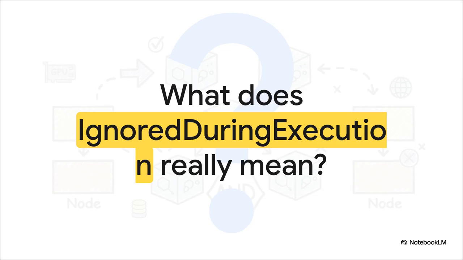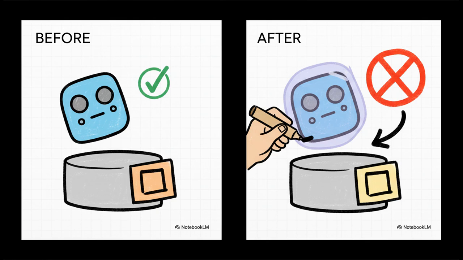Let's go back to that super long name for a second, because that second part, ignored during execution, is just as important as the first. What does that actually mean for your running applications? It's what we call a schedule once guarantee. So the pod lands on a node because it matches the rule. Great. But now, what if an admin comes along later and changes that node's label? Well, even though the node isn't a match anymore, Kubernetes will not kick your pod off. The rule is only checked that one time, right at the moment of scheduling.